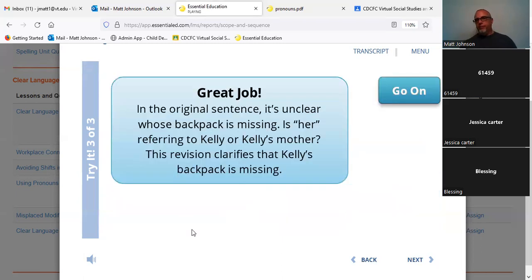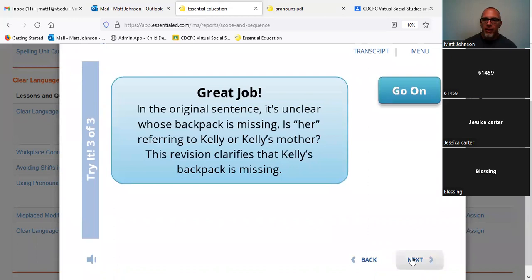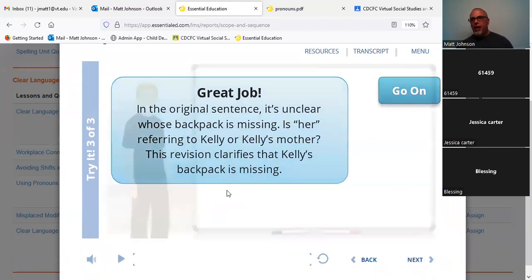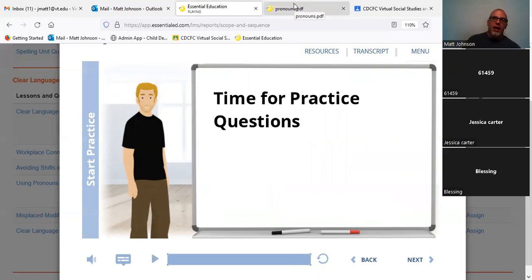In the original sentence, it's unclear whose backpack is missing. Is "her" referring to Kelly or Kelly's mother? This revision clarifies that Kelly's backpack is missing. Yeah, and so these things can be a little tricky. They will sound fine, because you know what you're talking about, but you have to be careful whether other people will understand. And a lot of times this is something that you'll have to catch in editing and proofreading.